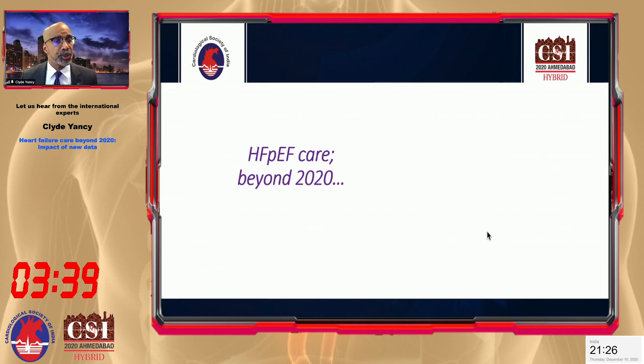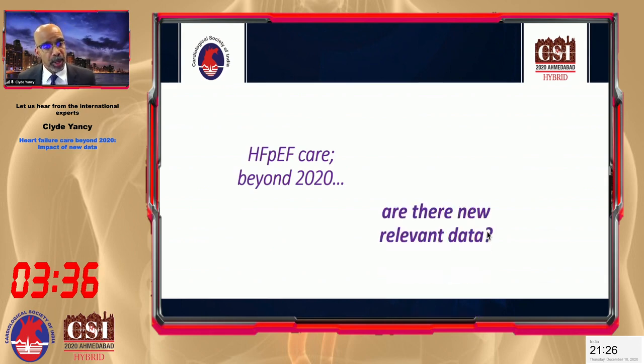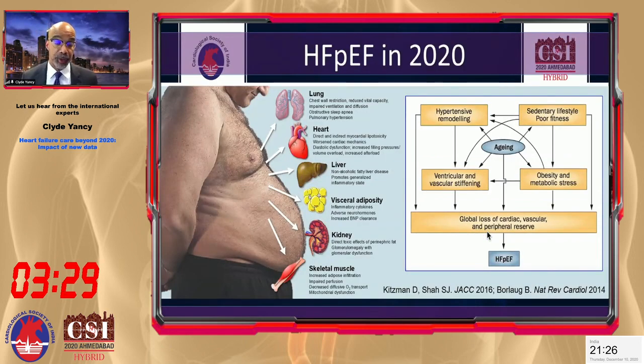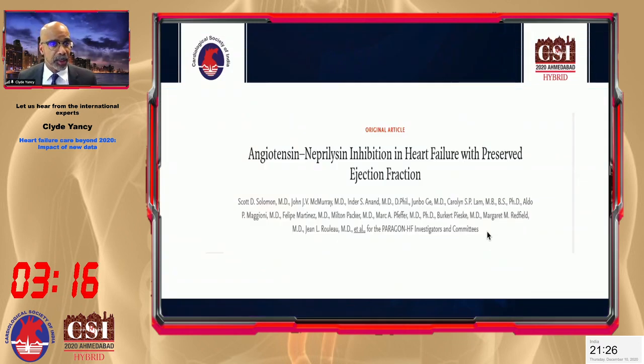But let's go beyond what we already know and to where we are going now. Are there new relevant data? And I've already given you a hint that this is going to be a discussion about new concepts and new applications. The new concept first is HFpEF. I need not take you through the complexity of HFpEF, the heterogeneity of this disease state, the multiple organ systems that are involved, but I do need to remind you that an important clinical trial, Paragon-HF, was executed using the ARNI compound, the combination of sacubitril and valsartan for patients with symptomatic preserved ejection fraction heart failure.